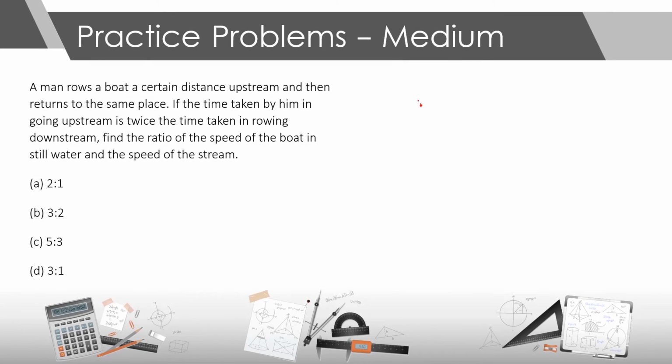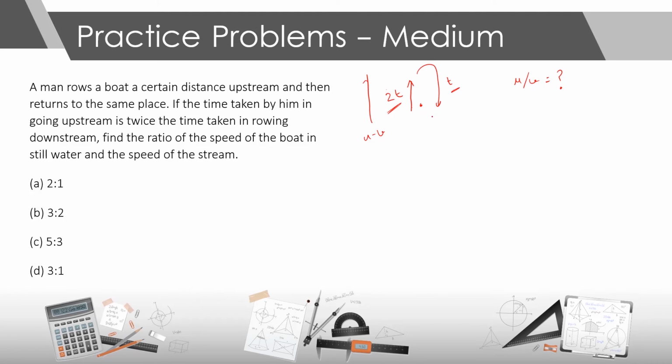Now here's a slightly different problem. In this problem, we are told that the man rows boat a certain distance upstream and then returns to the same place. If the time taken by him in going upstream is twice the time taken in rowing downstream, find the ratio of the speed of boat in still water and the speed of the stream. So we are given ratio of time taken when the distance traveled is same. And we want to find out ratio of speed of the boat in still water and the speed of the stream. So when the boat is moving upstream, so the speed was u minus v.